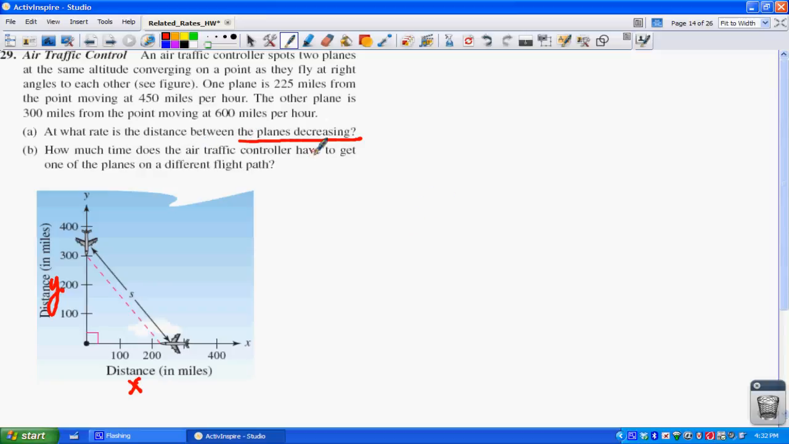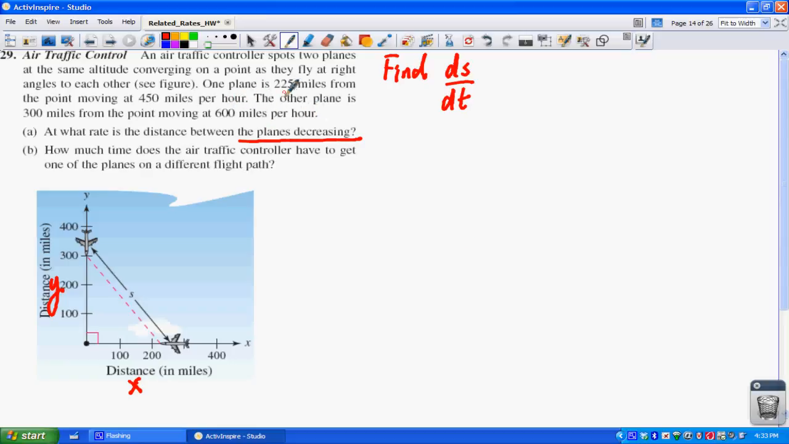Well, for A, let's look at A. It's asking you to find the rate at which the distance between the two planes is decreasing. So the distance is s, and to find this rate of change, we're trying to find ds/dt. That should make sense to you. So, find the rate at which the distance between the two planes is decreasing. What else do we need to find? Well, what's given to us?